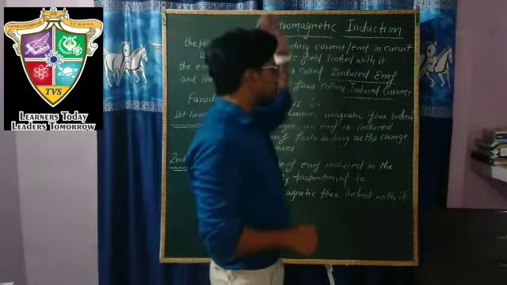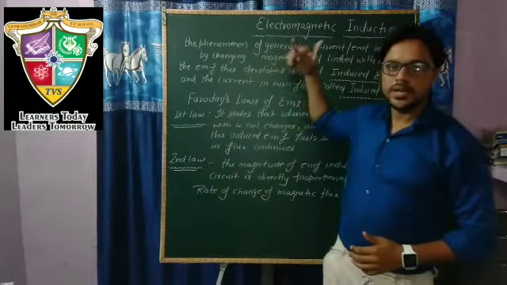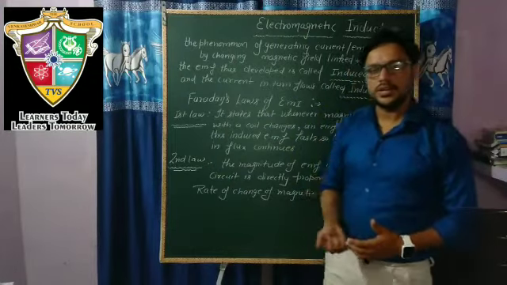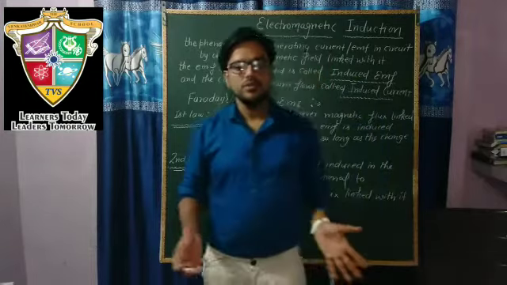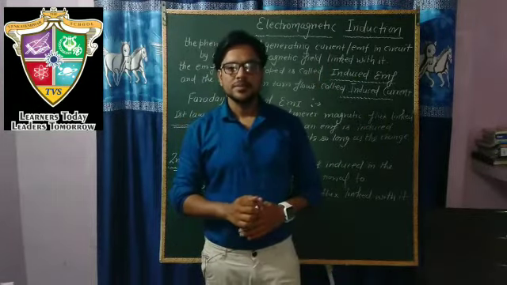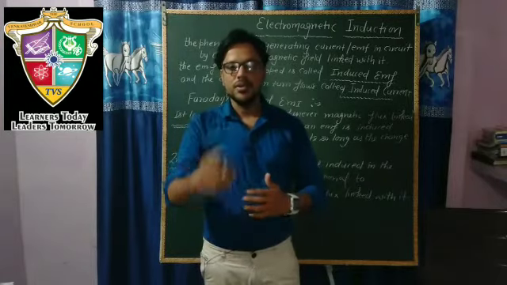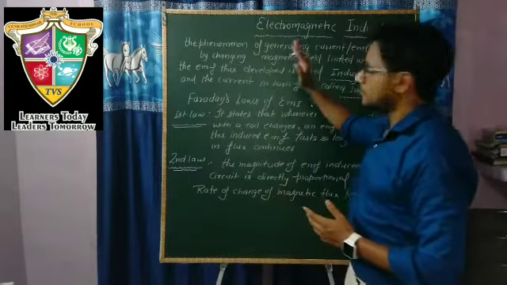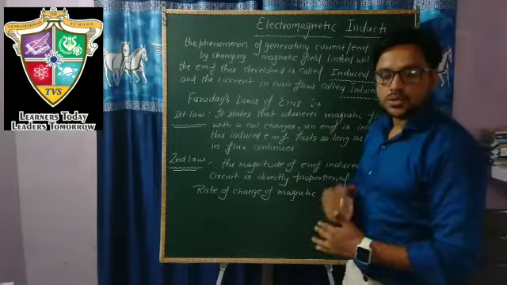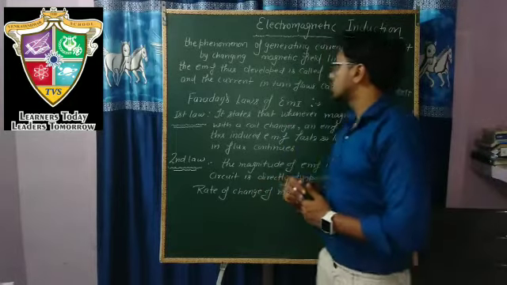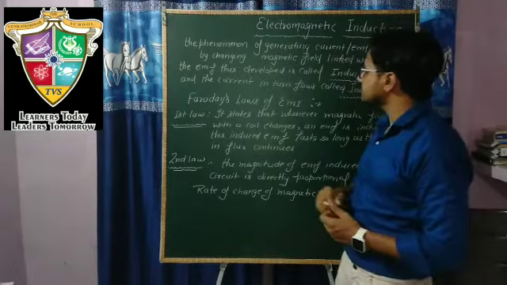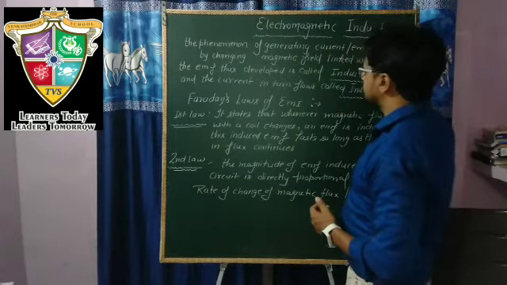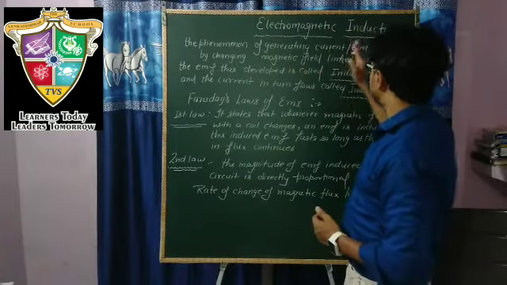As the name indicates, electromagnetic induction means if a magnetic field is there, we can produce electric current. We can induce electric current. As we all know, current has a magnetic field, means if current is there, a magnetic field is produced. So here, by changing the magnetic field, we can produce current also, the reverse situation. So what is electromagnetic induction? It is the phenomena of generating current or EMF in a circuit by changing the magnetic field linked with it.